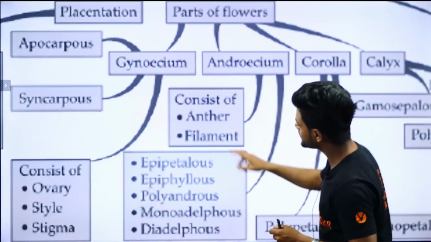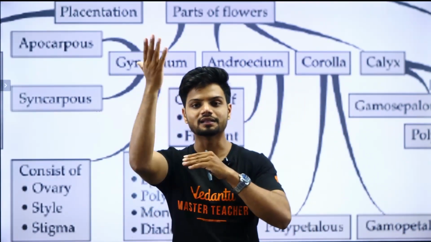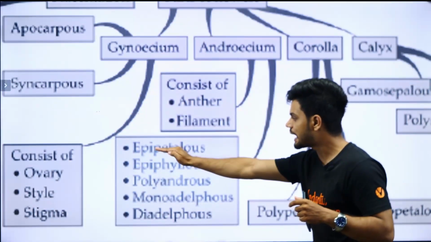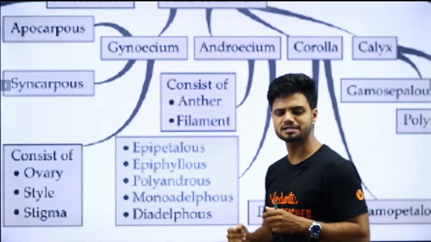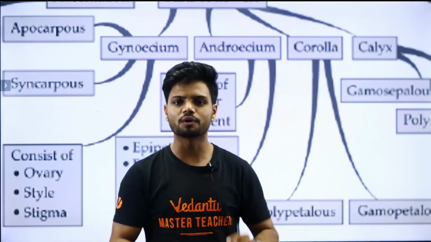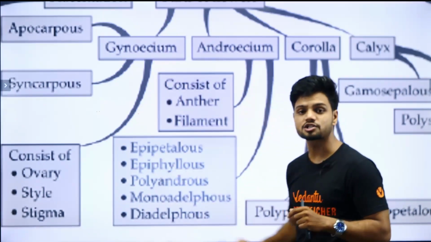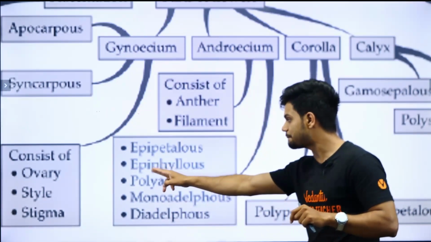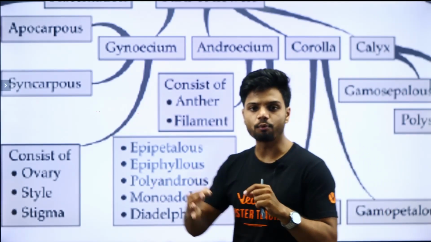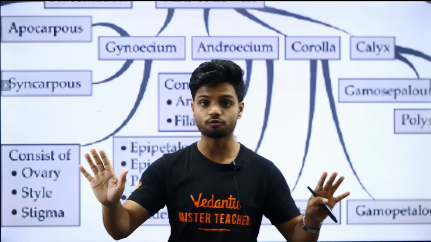Next one, we have the androecium condition. Here we have something called as anther and filament. If you look at the structure of androecium, it is divided into anther and filament. Now here we have different conditions. First one is your epipetalous condition. That is, a particular androecium is attached to the petal, fused to the petal. That is called as epipetalous condition. Now what if the androecium is attached to the perianth? That is called as epiphyllous condition. Then we have polyandrous condition. In polyandrous condition, a particular androeciums are completely free. They're not fused at all.